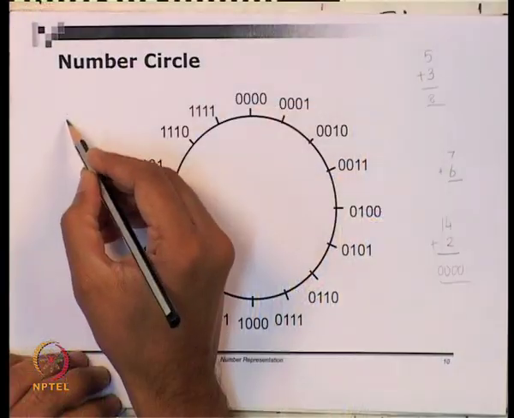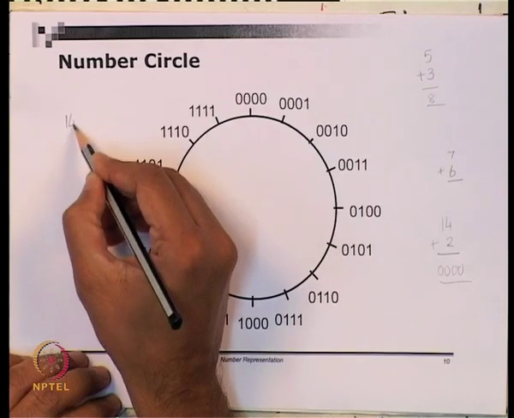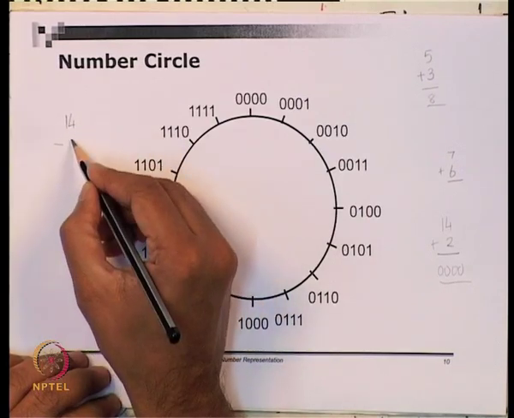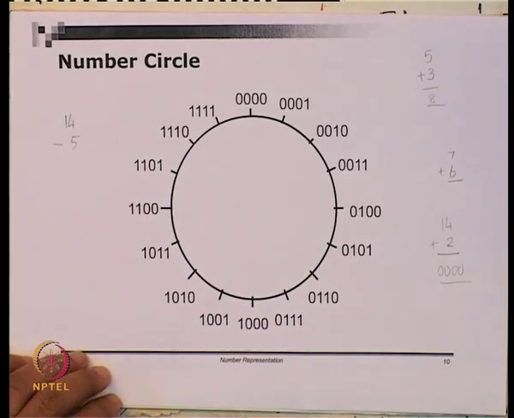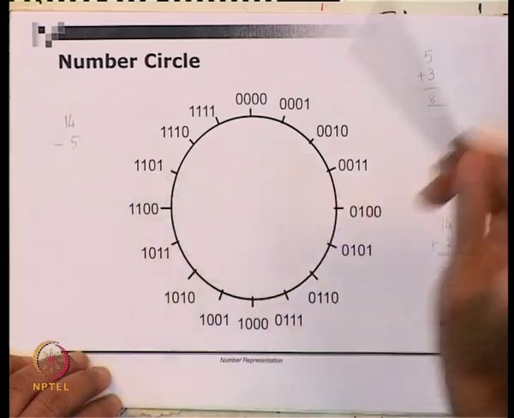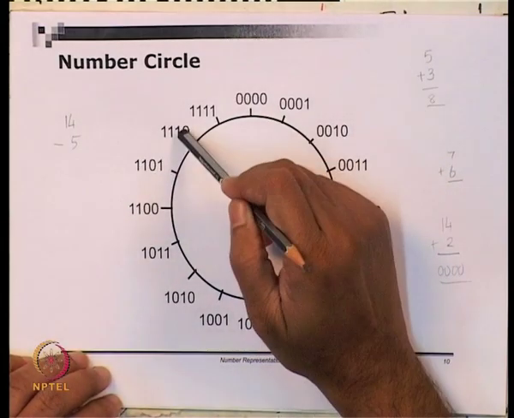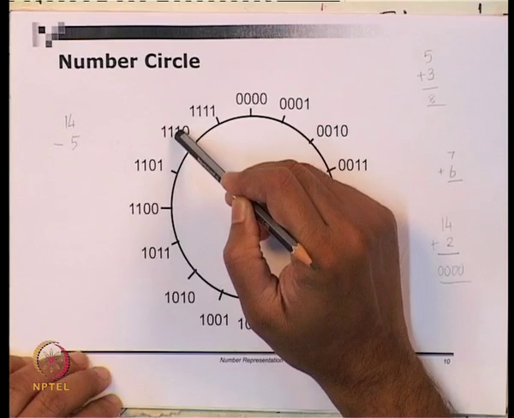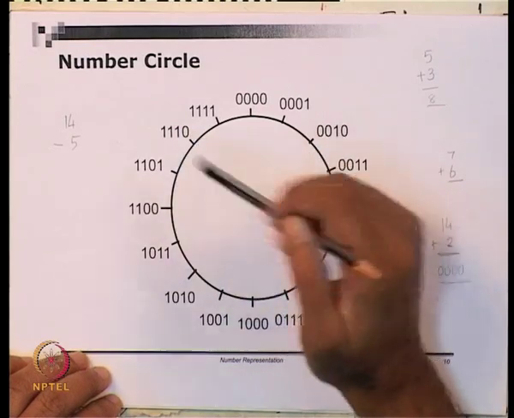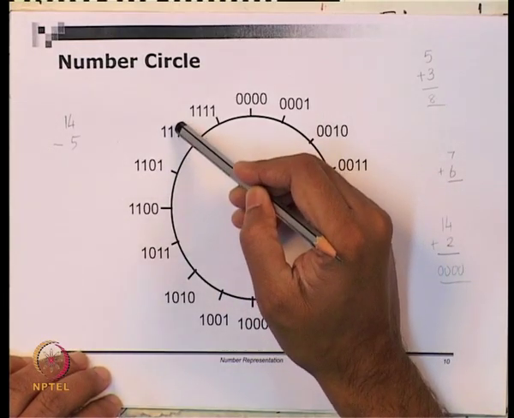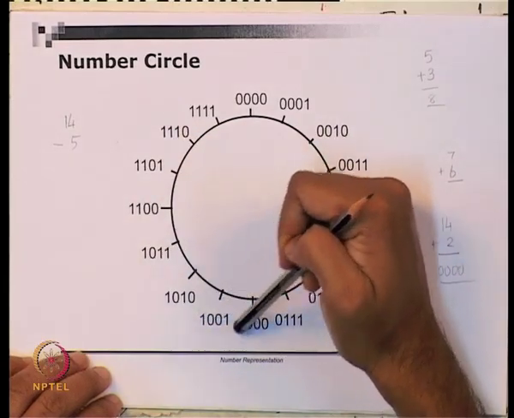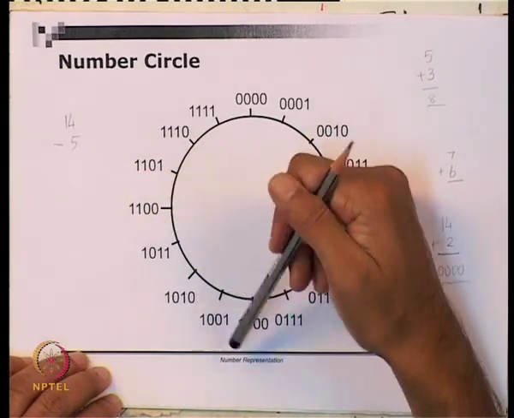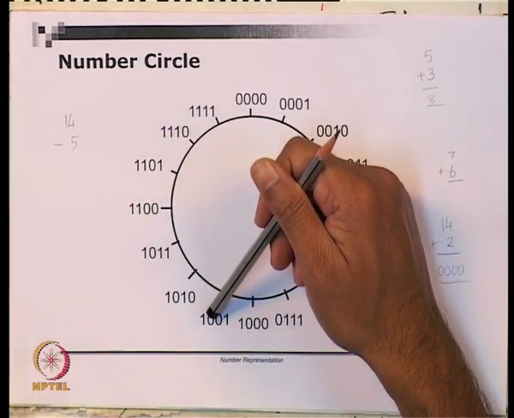So, I want to do something else. Let us say I want to do number 14 minus number 5. I want to do subtraction. One thing you can do is start from 14 and go 5 steps in the counterclockwise direction. You start from 14, go 5 steps backward, 1 2 3 4 5, and that is 1 0 0 1. So, 14 minus 5 is 1 0 0 1 or 9, which is correct.